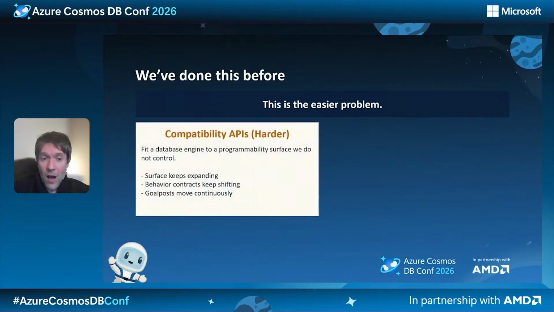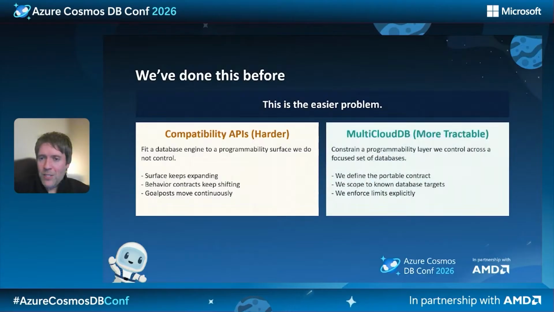Compatibility APIs are hard. Fitting a database engine to a programmability surface area that we don't control is difficult, let's say. Surface area keeps expanding, behavior contracts keep shifting, goalposts move continuously. It's very difficult. Now, I'm not going to say that multi-cloud DB is easy, but certainly from our perspective, given our experience, it's a more tractable problem.